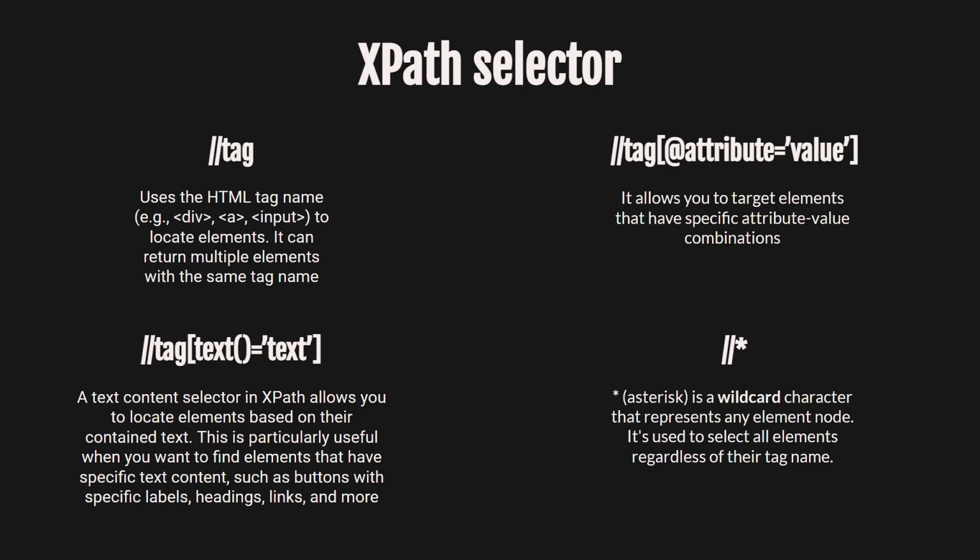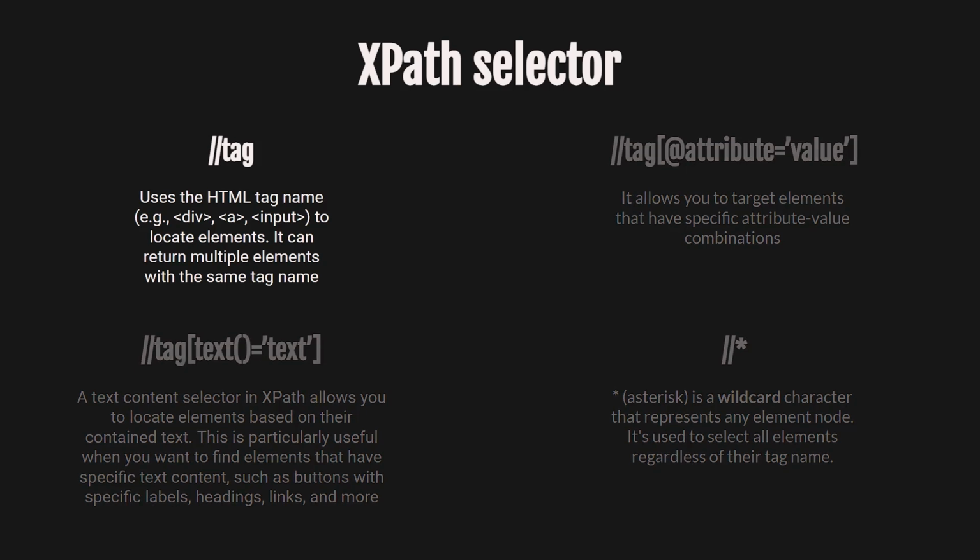In this video, we are going to show how to use the XPath locator, its syntax, and the most popular tools and features. There are several common methods and techniques for writing XPath expressions in automation testing, and each of them has its own syntax. The first one is syntax that starts with / and a tag name. It uses the HTML tag name, like div, a, or input, to locate elements. It can return multiple elements with the same tag name.